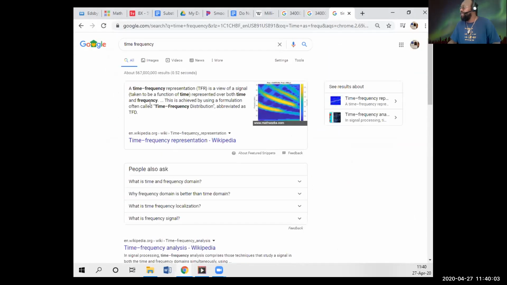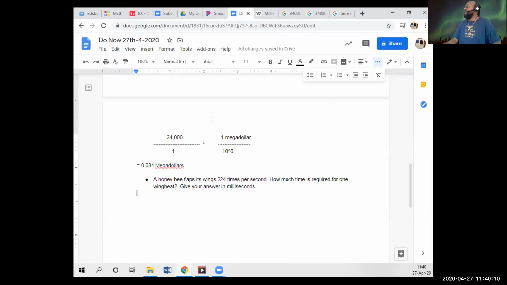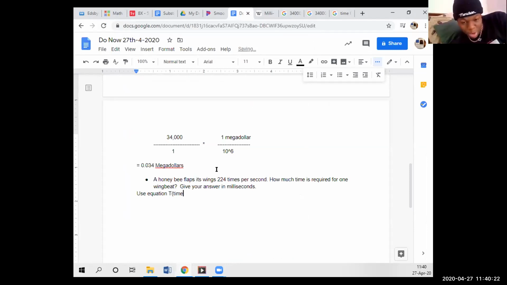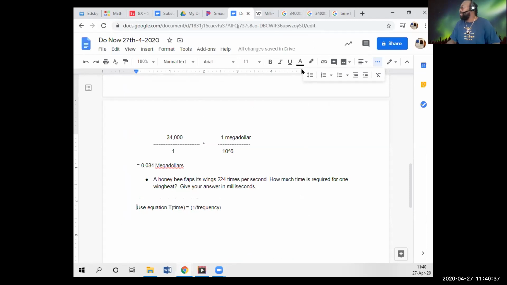So usually when you're doing time and frequency, your time is going to be equal to 1 divided by f, for the frequency. You use this equation: T for time is equal to 1 divided by the frequency. If you see that, you automatically know what to use.